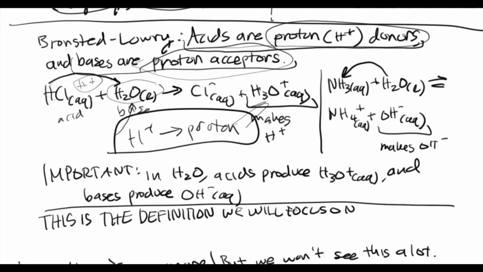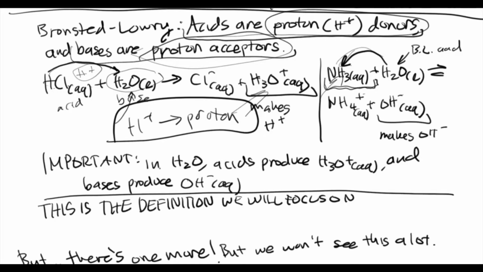So what about a base? Well, this is a Bronsted-Lowry base because it accepts H+ from water. So this water is donating H+ to form NH4+ plus OH-. So in this case, H2O would be a Bronsted-Lowry acid because it donates H+.